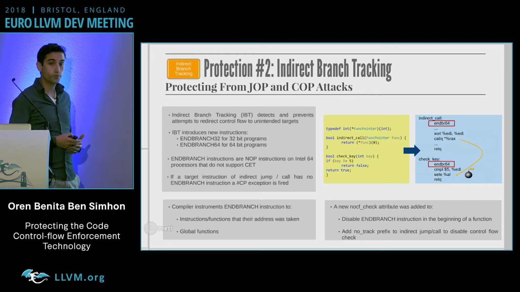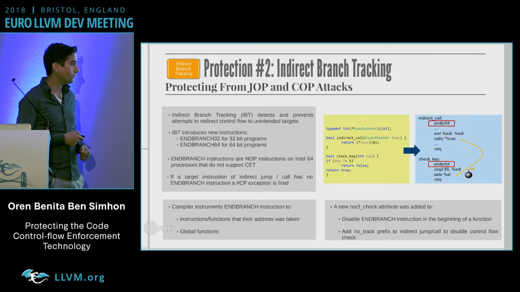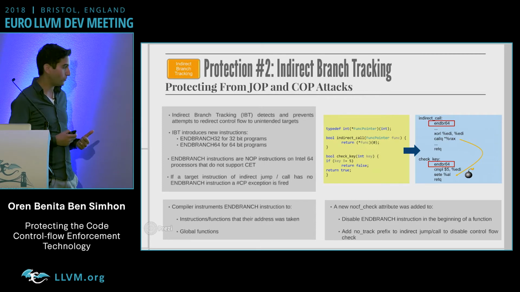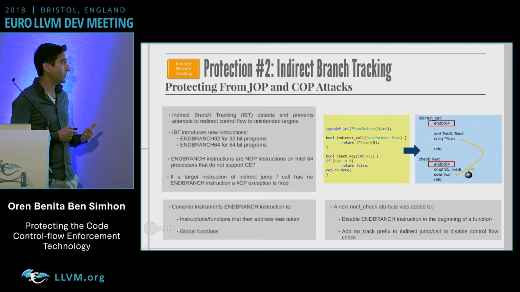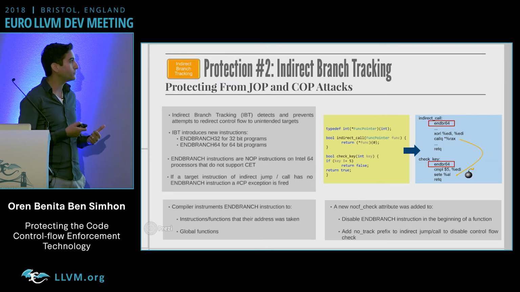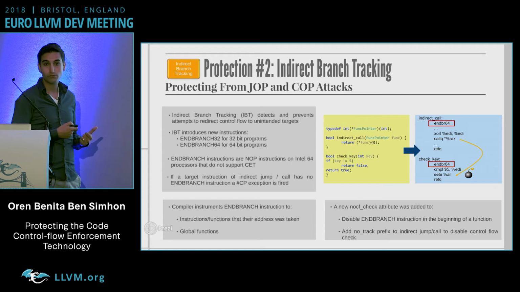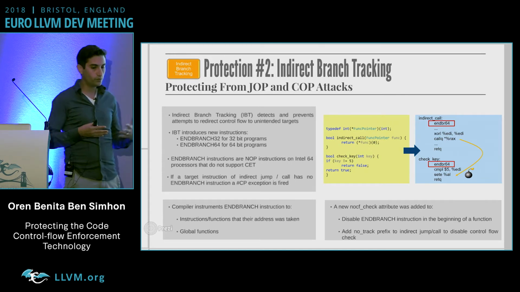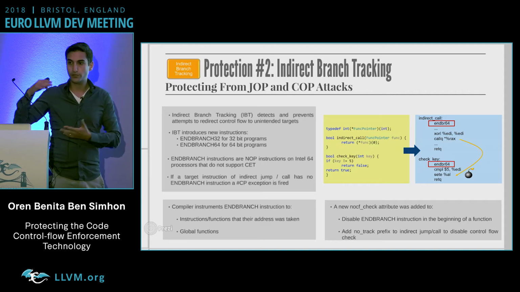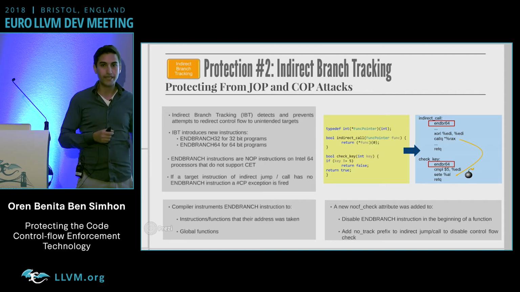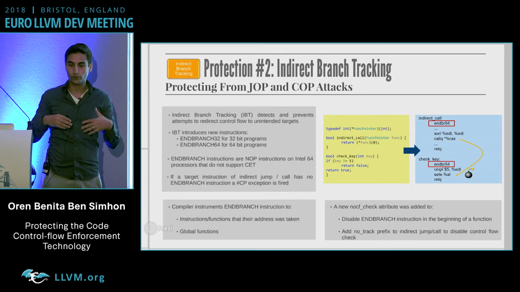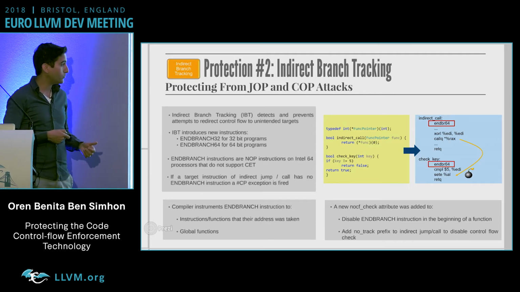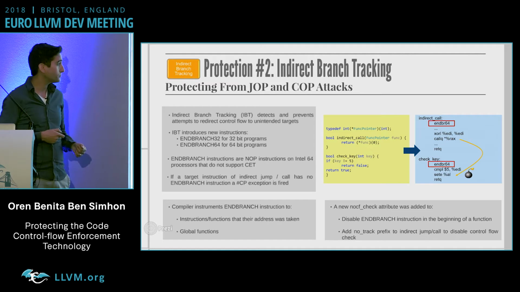There is a new attribute called no CF check, no control flow check, that is used for two things. One, you can add it in front of a function, and then you know that you don't need to instrument this end branch instruction. Actually, you would like to minimize the number of end branch instructions that you instrument, because every end branch instruction is a landing pad for an attacker. Every end branch instruction is a place where an attacker can try to indirectly jump to. So you would like to minimize those cases. That's why we introduced this no CF attribute.